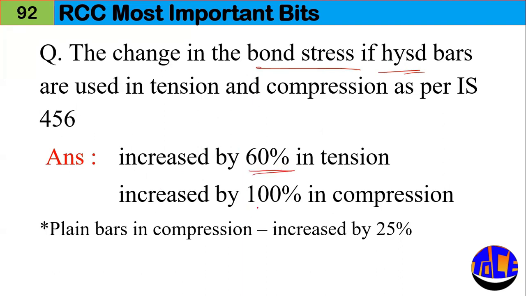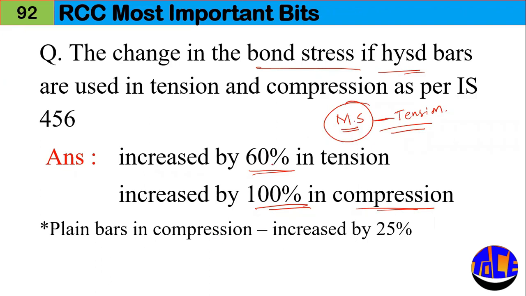Similarly, the bond stress value is increased by 100% if these HYSD bars are used in compression. Remember, that means the bond stress values that are provided in IS 456 are for mild steel in tension. Those are the values provided in IS 456.